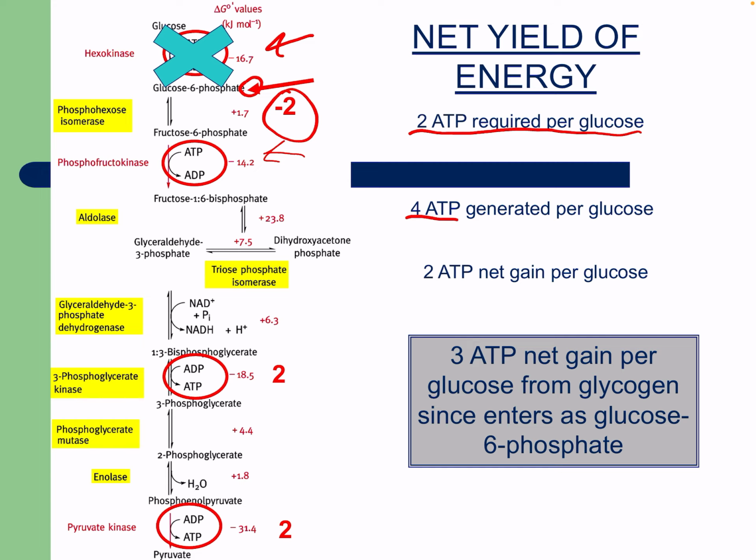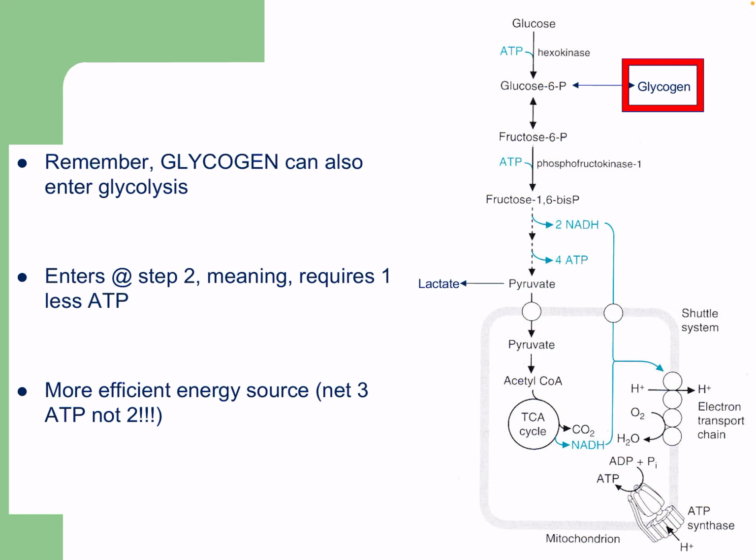Again, 4 ATP are generated per glucose in glycolysis, and there's a net gain of 2, because we use 2 and gain 2. But like I said, there's a 3 ATP net gain from glucose from glycogen, since it enters at glucose 6-phosphate, which is right here. So again, remember glycogen can also enter glycolysis. Glycogen enters at step 2, meaning it requires 1 less ATP. This means it's a more efficient energy source than glucose and involves a net 3 ATP gain. And then you can see here it moves in the same system, going through the citric acid cycle and so on.